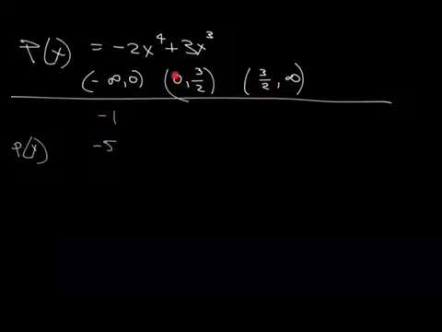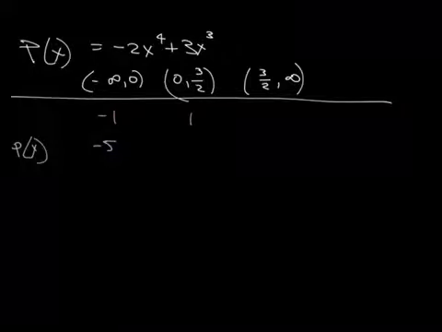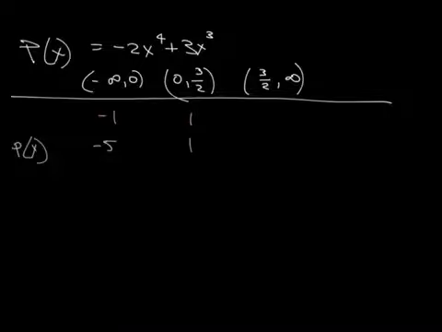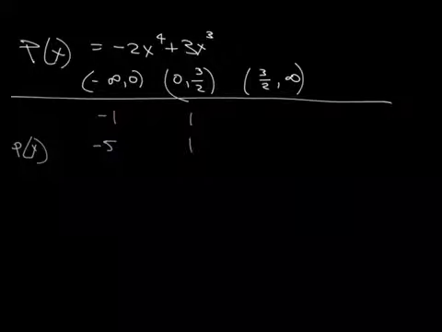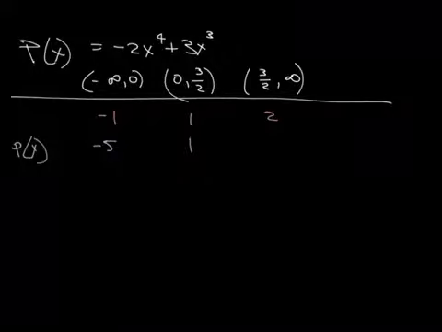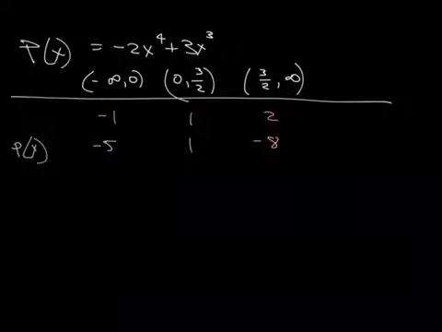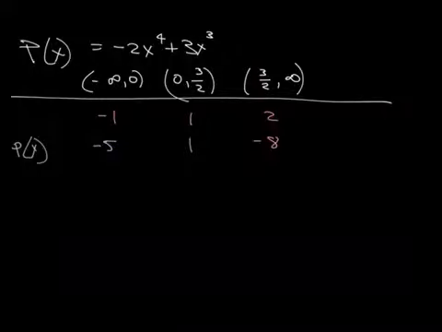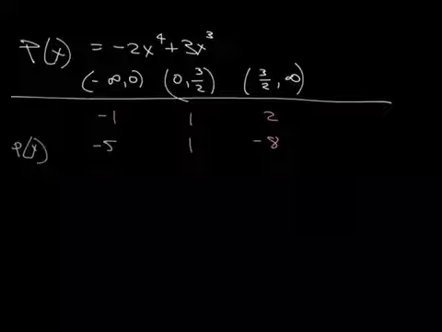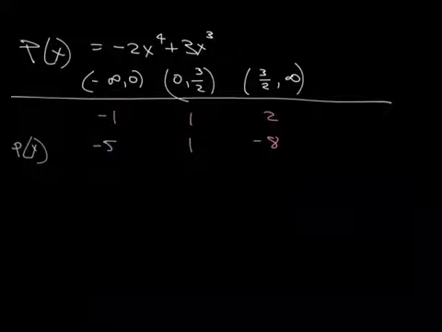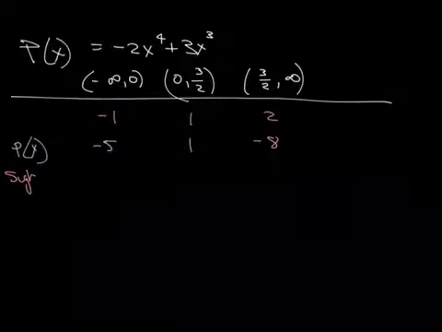When we take a number between 0 and 3 halves, let's take 1, when we put it in this equation here, it's going to kick out a 1. And then we're going to pick a number between 3 halves and infinity, so let's pick 2. Trying to pick numbers that are small and easy to stick in this problem to see what our y values are, and it kicks out a -8. Alright, so there we go. So, what is the sign of p of x?